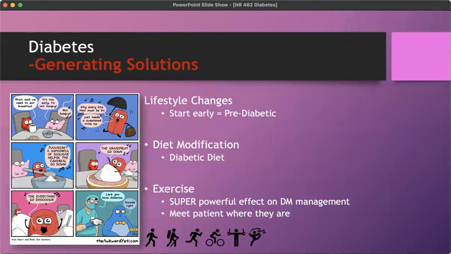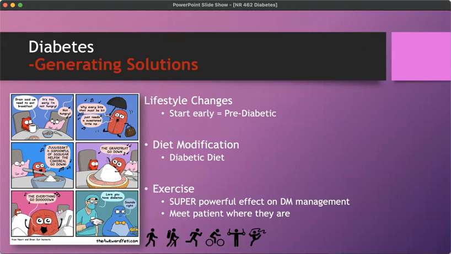For generating solutions, things we want to prioritize when we plan care for these patients: lifestyle changes are a big part of diabetic management, because the earlier we can start lifestyle modifications, the more we can prevent the escalation to full diagnosis of diabetes and greater interventions for pharmaceuticals and testing, like monitoring of blood sugars. So we want to start these lifestyle changes when patients are pre-diabetic if possible.